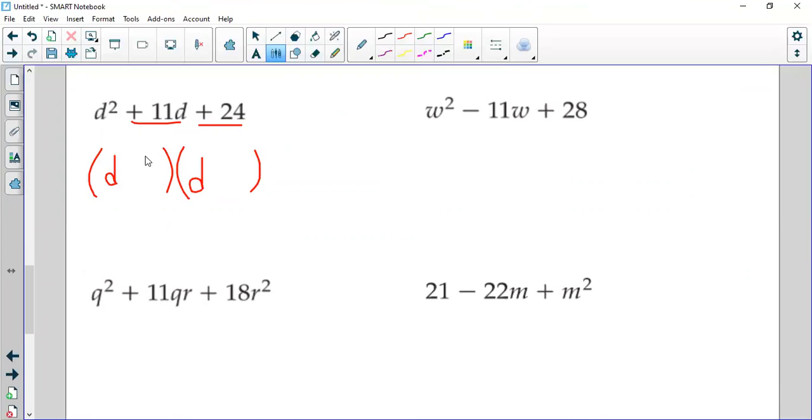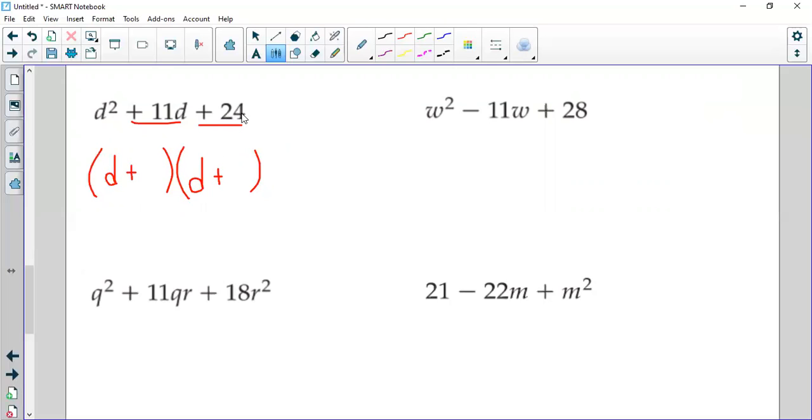I know that the second thing I need is two numbers that are going to multiply to make 24 and add to make positive 11. So I know I'm going to need two numbers that are both positive. Anytime the C value is positive, the signs in the parentheses will be both the same thing. And then I think it's factors of 24.